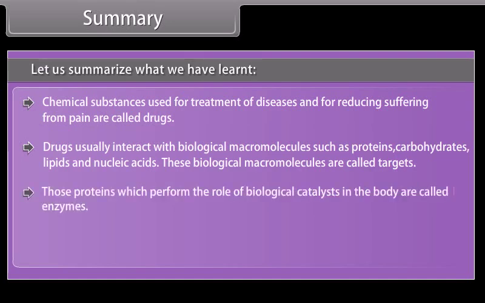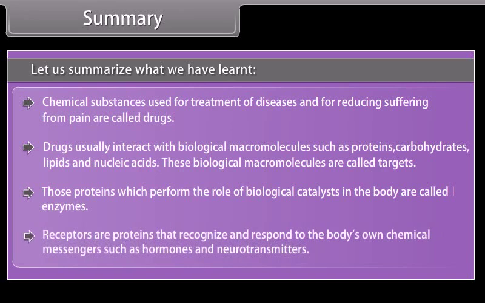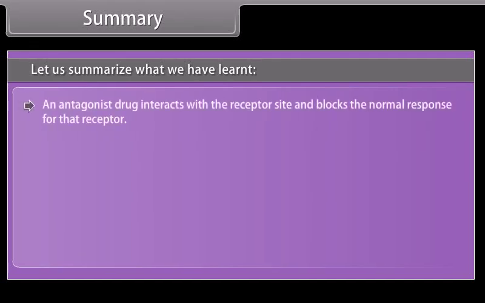Those proteins which perform the role of biological catalysts in the body are called enzymes. Receptors are proteins that recognize and respond to the body's own chemical messengers such as hormones and neurotransmitters. An antagonist drug interacts with the receptor site and blocks the normal response for that receptor.